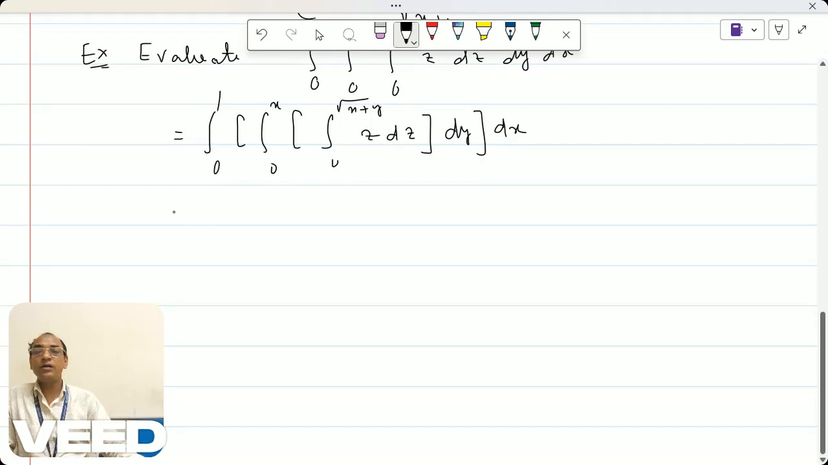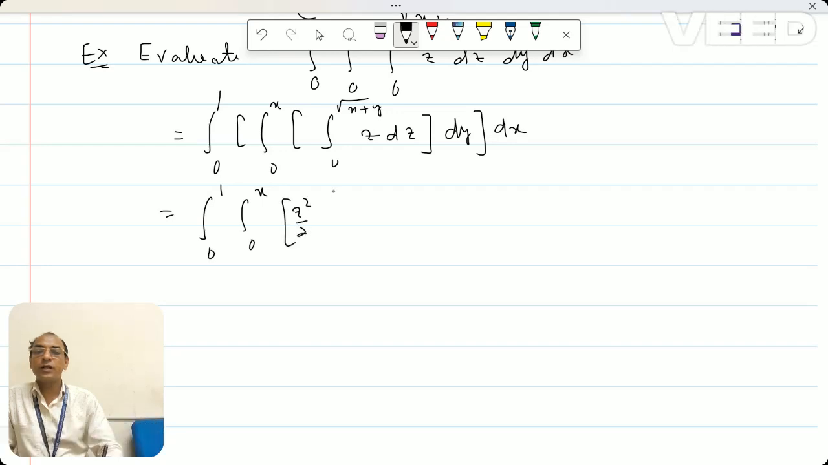So now we will integrate one by one here. This is equal to integration 0 to 1, integration 0 to x, and then integration of z will be nothing but z square by 2, and the limits are from 0 to root over of x plus y, and then dy then dx. Now we can put the upper and lower limit. So the upper limit of z is root over x plus y, lower limit of z is 0.